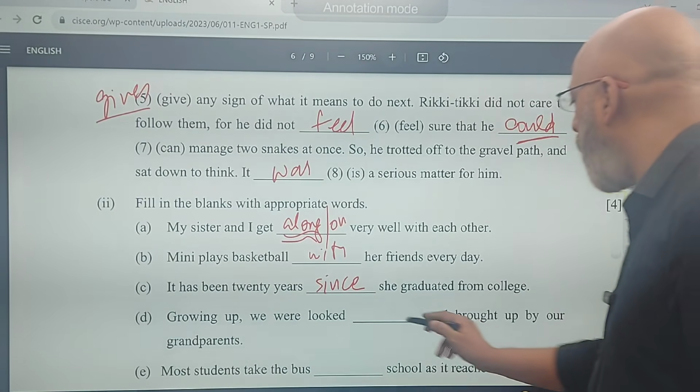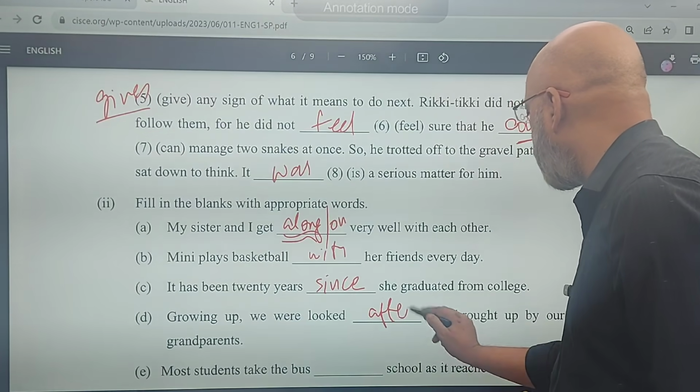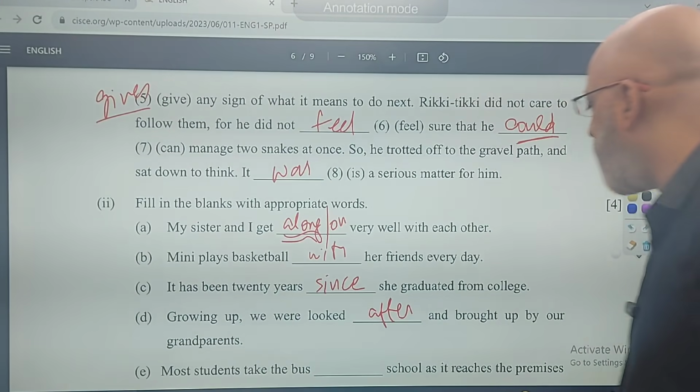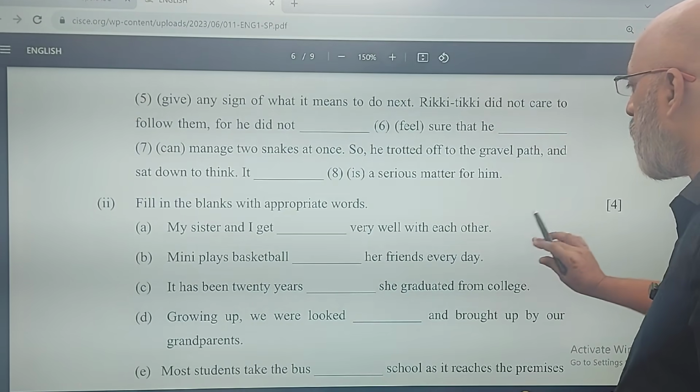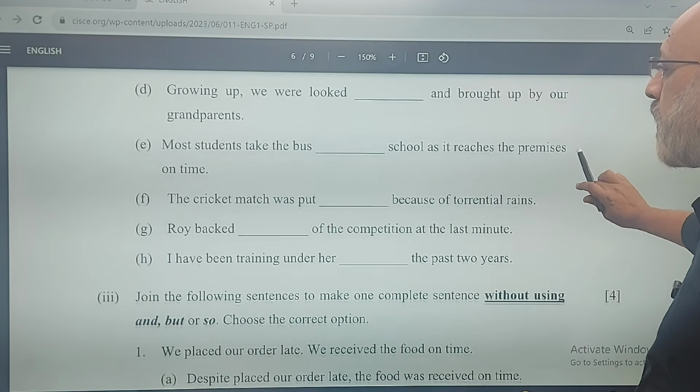Growing up, we were looked after, यानी कि हमारी देखभाल की गई. Most students take the bus to school. This is very, very simple. These are all fixed prepositions, so you should not have any problem with this.